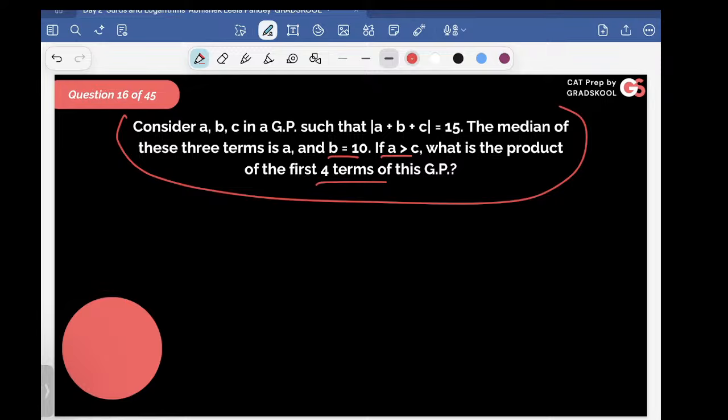Barun, you got it? You had asked me. समझ, हाँ ठीक है. I can see your comment. Okay, cool.